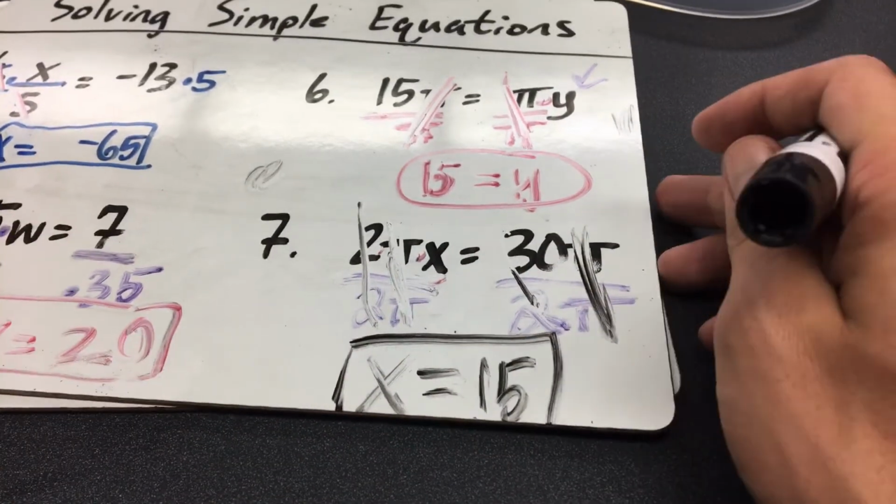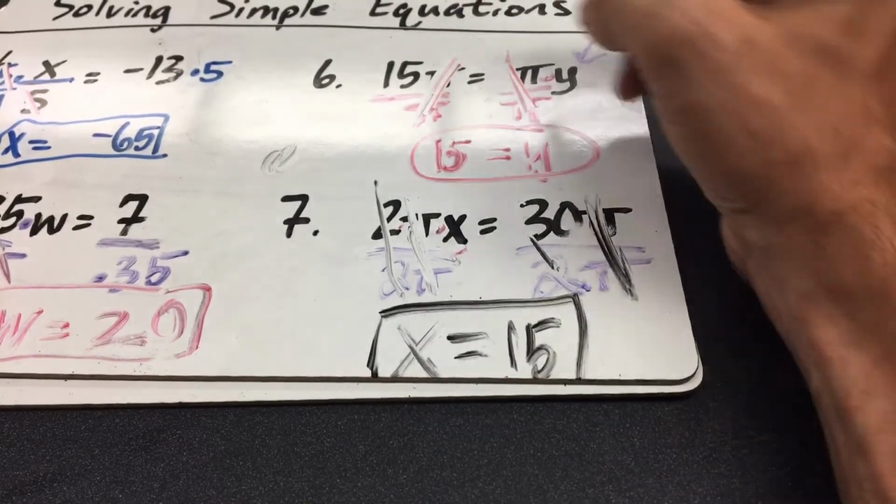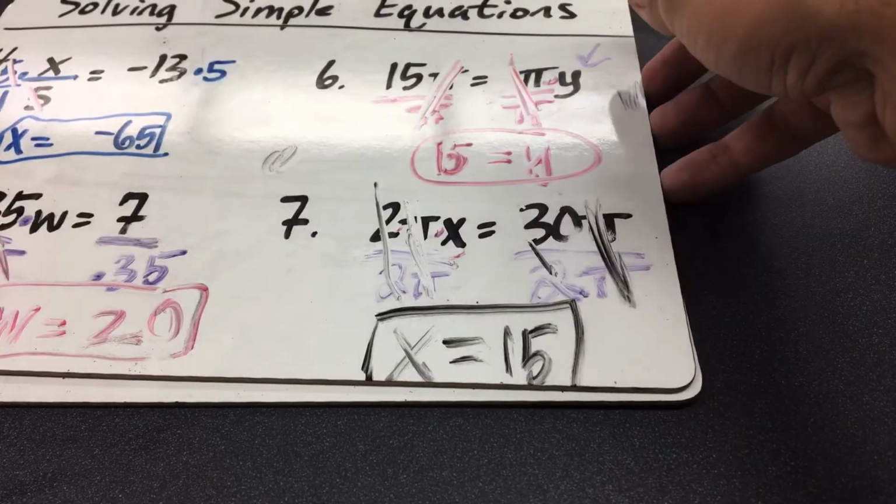So don't let that pi symbol throw you off. Usually in our book, at least right now, they're going to put a pi symbol on both sides, and so they'll just cancel themselves out.